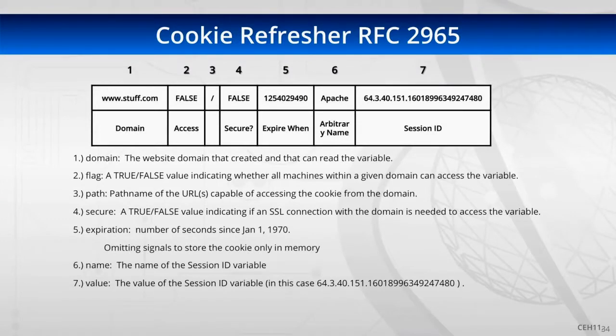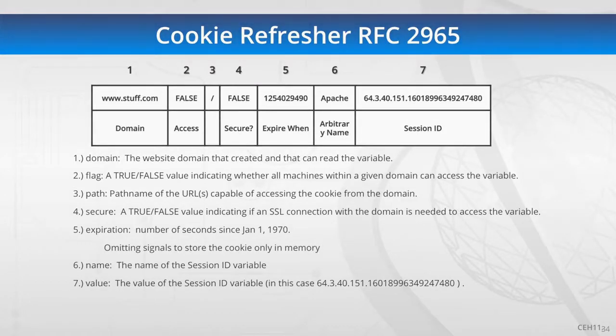The path or URL, usually that's /secure. Is this an SSL communication or not? In this case, we say false. Expiration: how long will it be until this expires? And it's set to 1970. I have no idea why. Then we name the session ID variable, JSession, whatever it is, and then actually have the session ID.